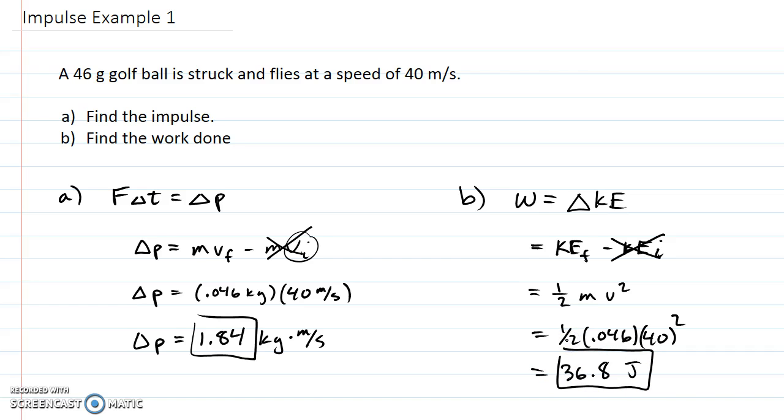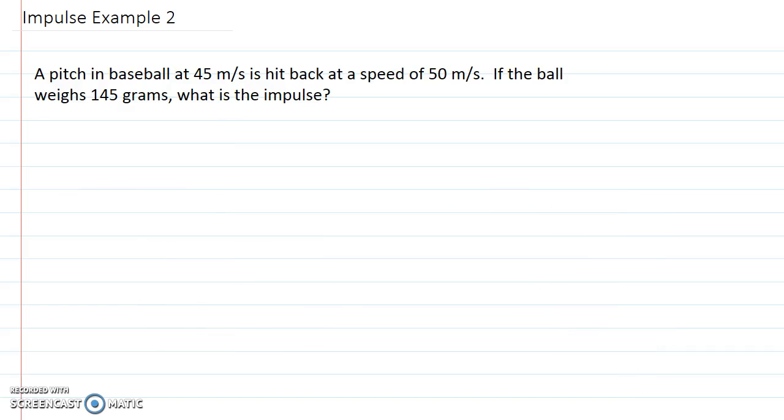So here's one that you could try. It's an example that you should probably pause the video for and just try on your own, and then you can play it again and check your answer. Now just be careful because this pitch, it's pitched towards the batter, and then the batter hits it back. And so this is going to be a positive speed, this is going to be a negative speed. The velocity is going to be opposite in each direction, so just be careful when you try this.